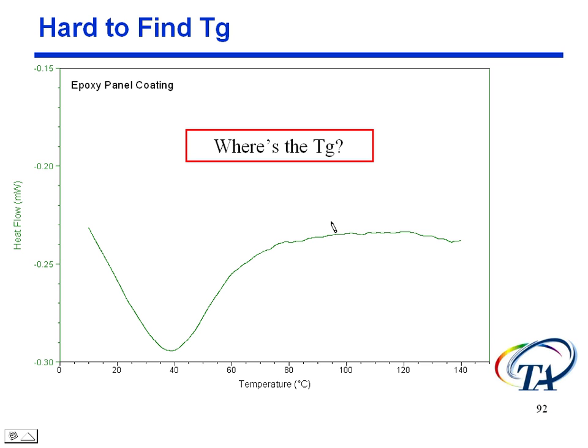Now this was an epoxy panel coating, an epoxy material that was on a panel that was sent to us. We scraped it off and put it in the pan. This is a very small sample, about 2 milligrams. And when you run this by regular DSC, or if you look at the total heat flow of modulated DSC, you see a big endotherm down here, and then we basically don't see anything.